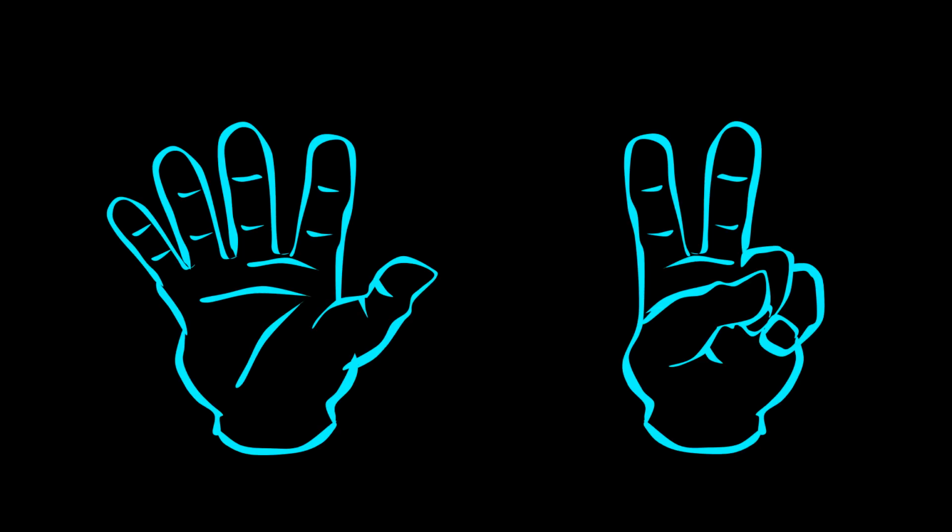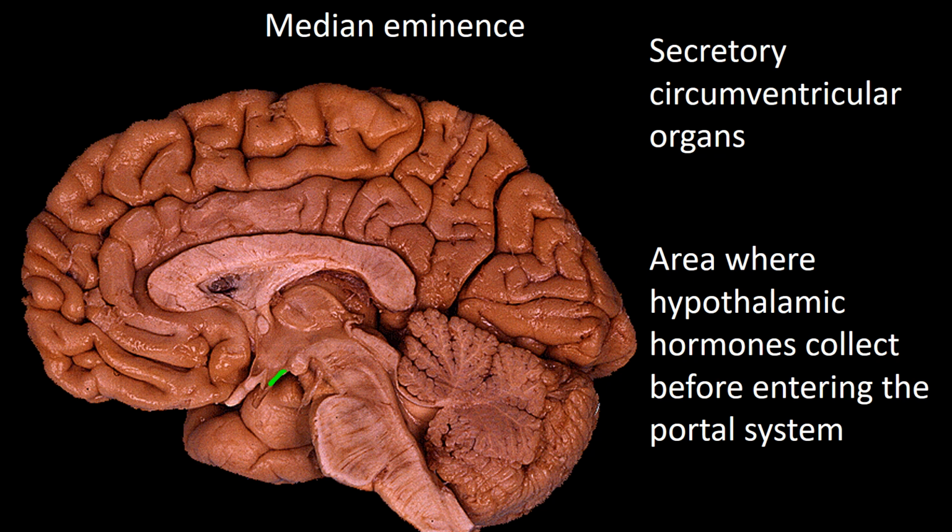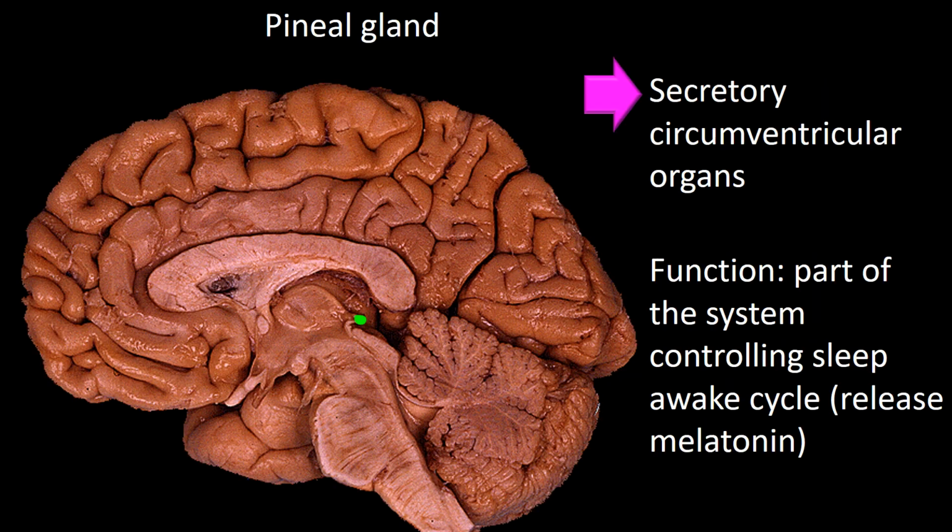Most authors talk about 7 circumventricular organs. 1. The median eminence is a depot for hypothalamic hormones. It has a secretory function. It is located anterior and medial to the mammillary bodies. 2. The pineal gland also has a secretory function. The pineal gland releases melatonin and it is part of the system controlling sleep.